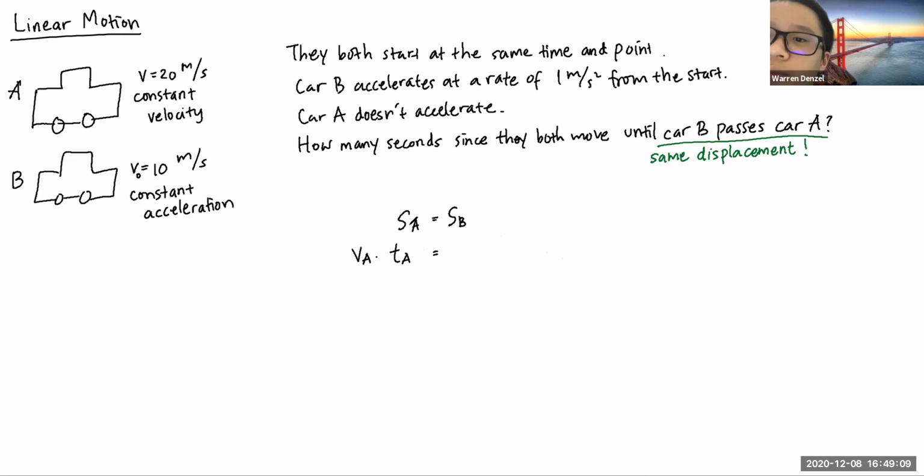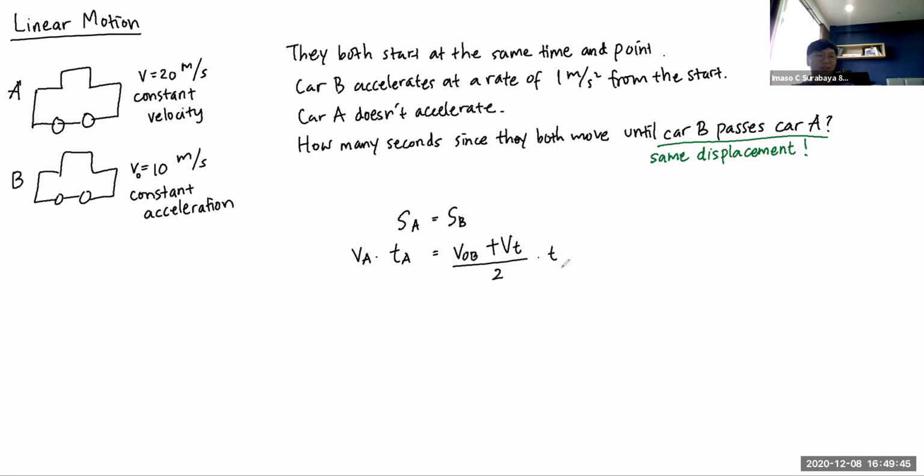Then what about SB? Formula for SB, displacement for constant acceleration. S equals V0 plus VT, divided by 2, times T.